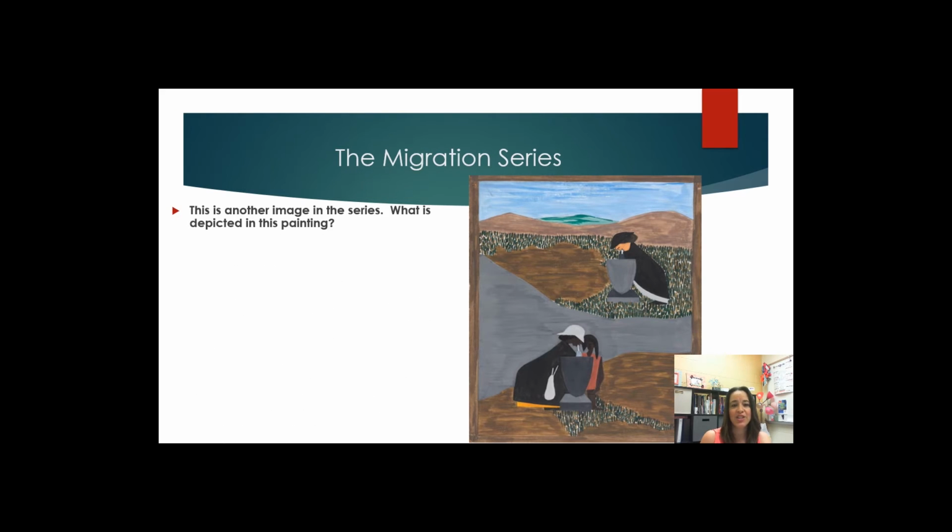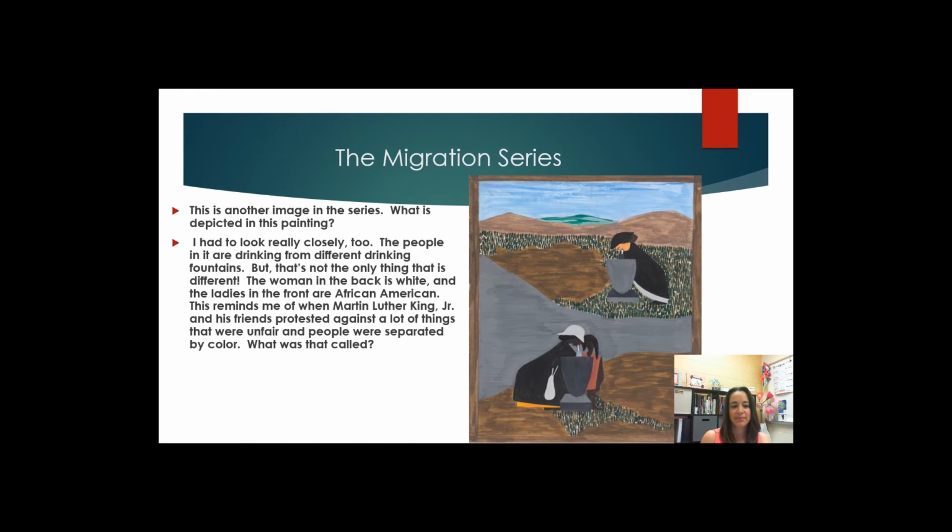This is another image in the series. What is depicted in this painting? I had to look really closely. The people in it are drinking from different fountains, but that's not the only thing that is different. The woman in the back is white, and the ladies in the front are African American.